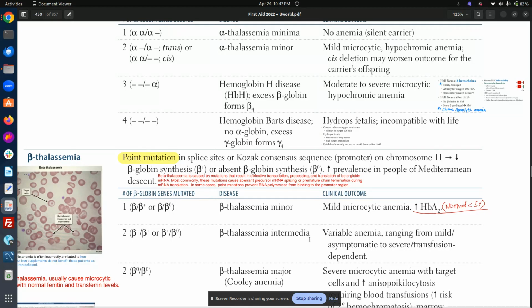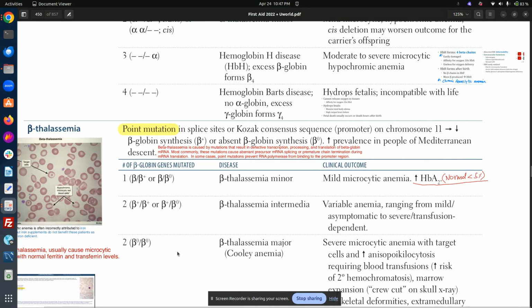When patients are symptomatic, such as with beta thalassemia major or beta thalassemia intermedia, they need treatment. They need blood transfusion. When there is absent beta globin synthesis on both sides, it leads to beta thalassemia major, also called Cooley's anemia. It is a severe microcytic anemia with target cells and increased anisopoikilocytosis, requiring blood transfusions. As I've already told you, symptomatic beta thalassemia intermedia and beta thalassemia major require blood transfusion.